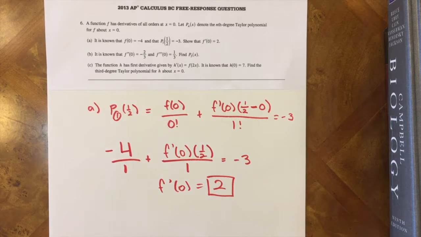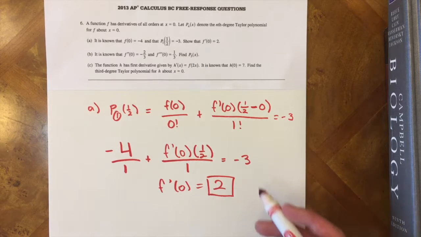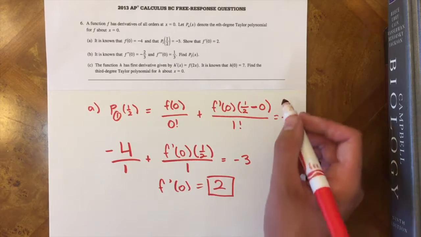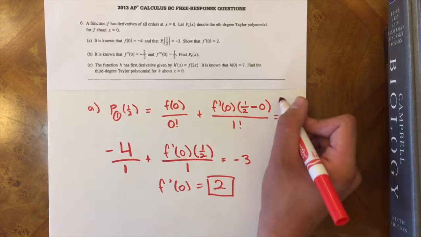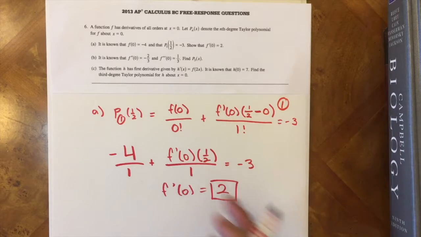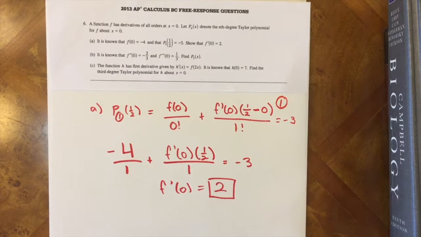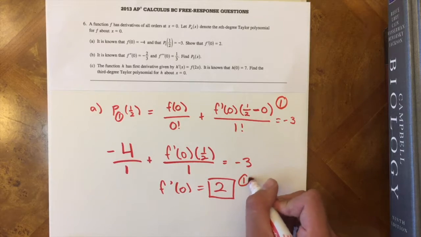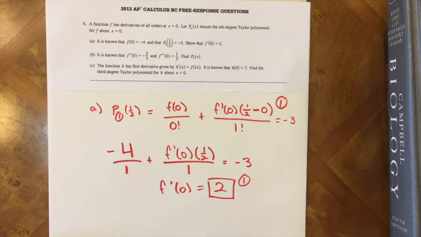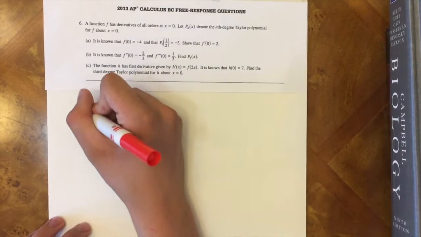Okay, so let's see how the AP actually scored this one. We see that the AP scored it such that if you have this equation with all the stuff that you need to plug in, that's 1 point, and the answer itself is just 1 point. So we got both of those points right here. Let's move on to part B.